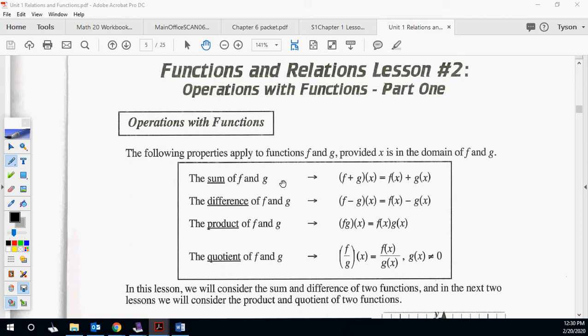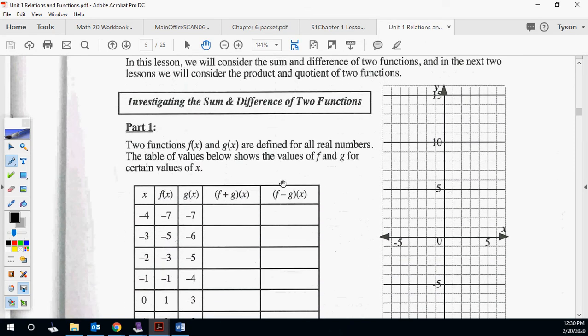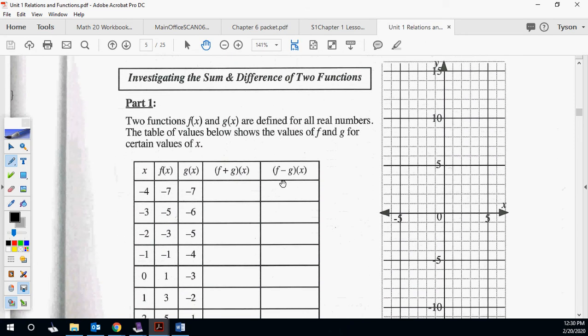Product, you will distribute. You'll multiply in. And then quotient, it'd just be f over g. You have to watch out now because g can't be 0. Because g(x), if it's 0, is non-permissible. So there are some things to think about when you're doing these. All right, so investigating the sum and difference of two functions.